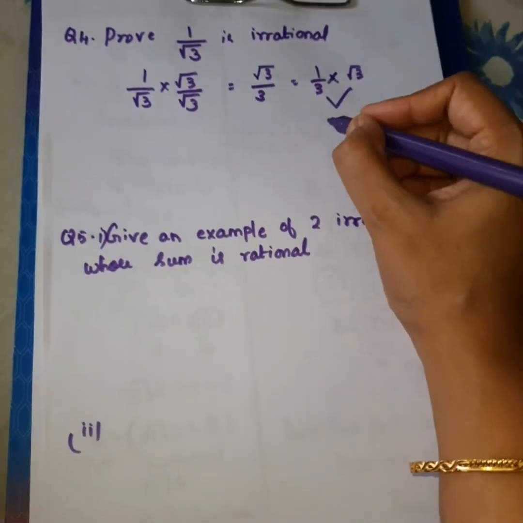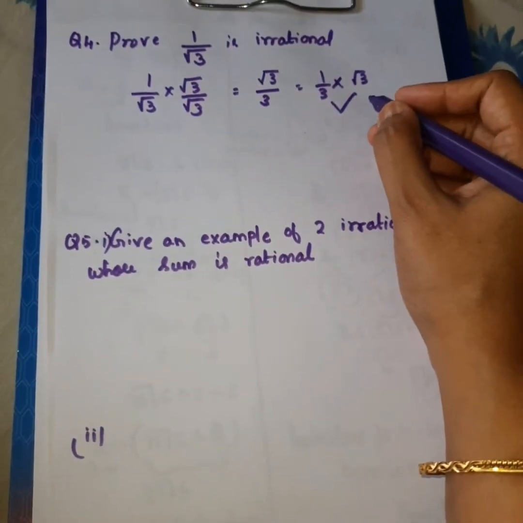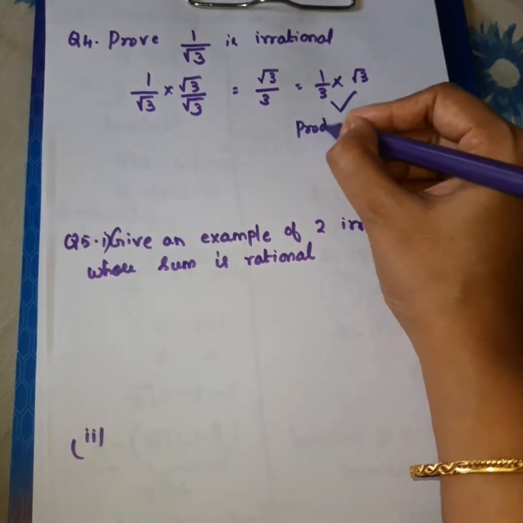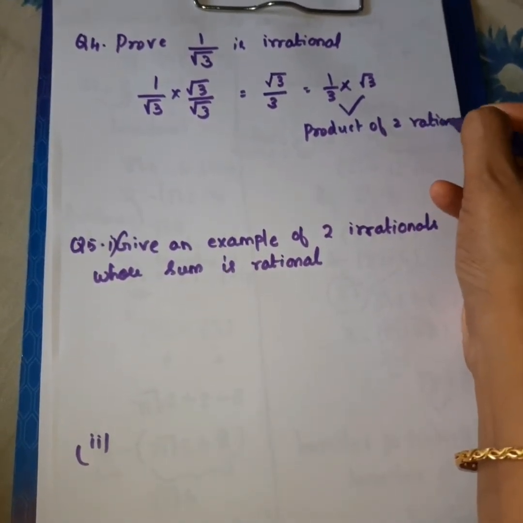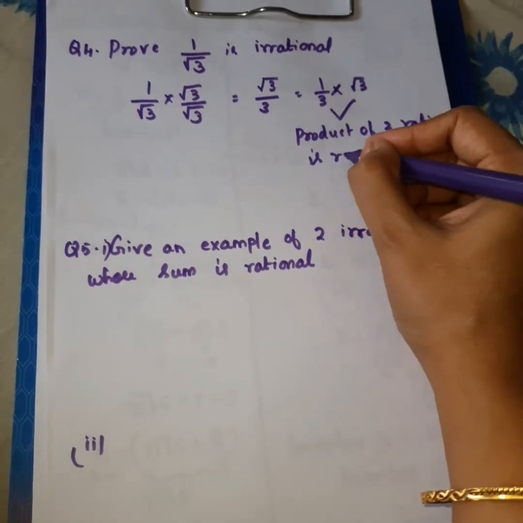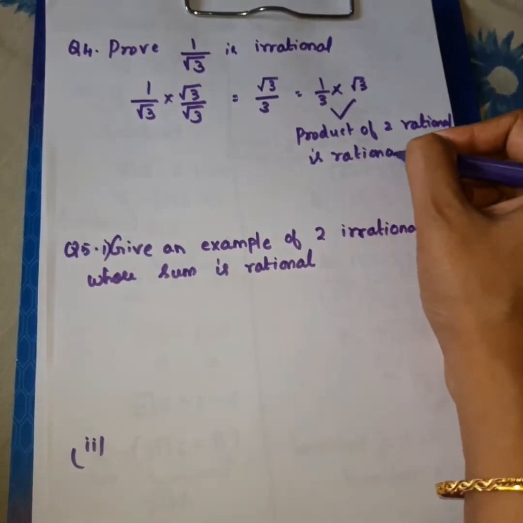Product of two rational numbers, if we assume both are rational, the answer should be rational, which is not the case as the product has an irrational number. So hence proved, the given number 1 by square root of 3 is irrational.